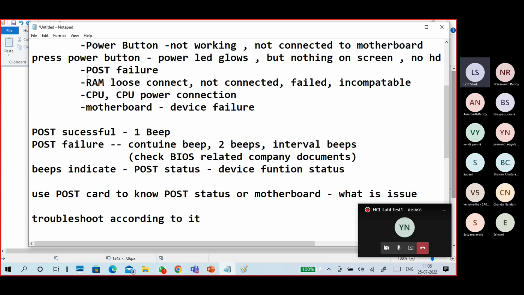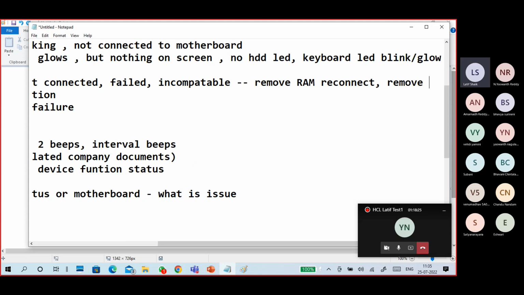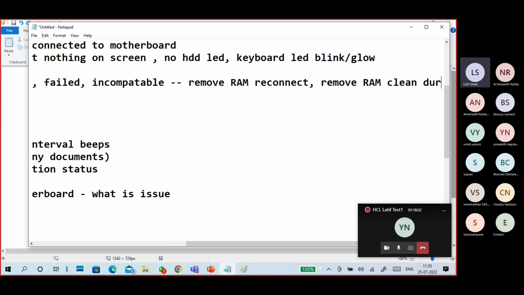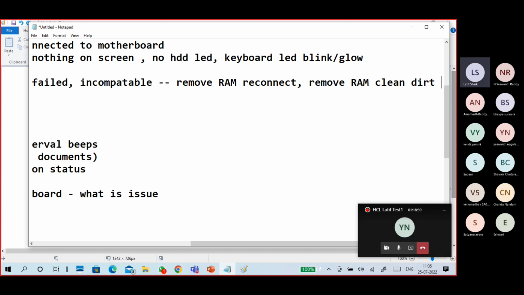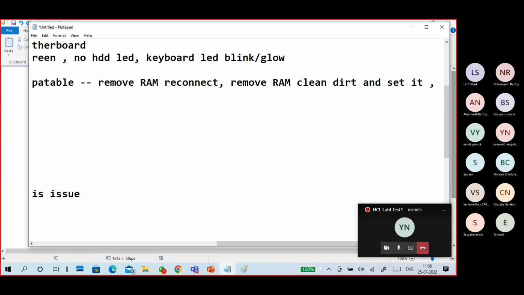First one is RAM loose connection related issues. In this case, remove the RAM and reconnect it, or remove the RAM, clean it, and set it back. Okay, that is the thing.